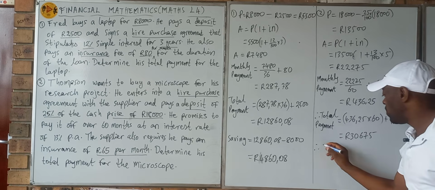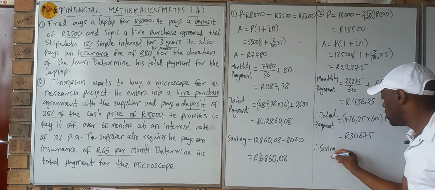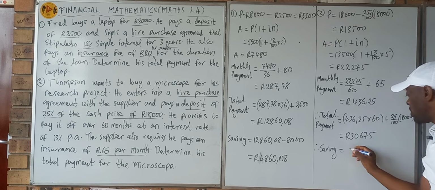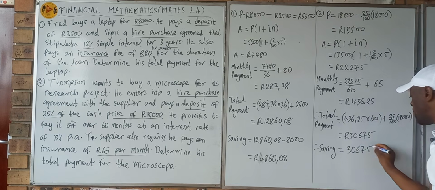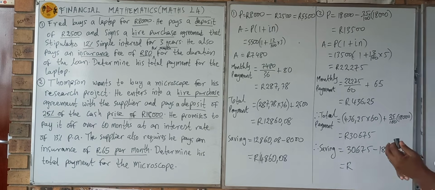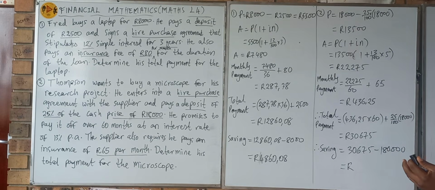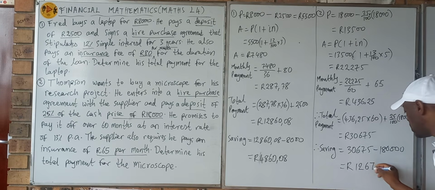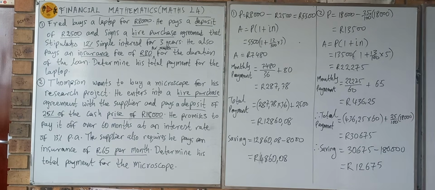So if you were to look for the savings, had Thompson refused to enter into a hire purchase agreement and decided that he will raise the money, then what he must have done would have been to take the total payment minus the cash price. So I take the total payment of 30,675 minus 18,000. I will see what Thompson could have saved on this microscope. So Thompson could have saved a whopping 12,675. So in simple terms, with hire purchase, once you get into this kind of agreement, you pay more.